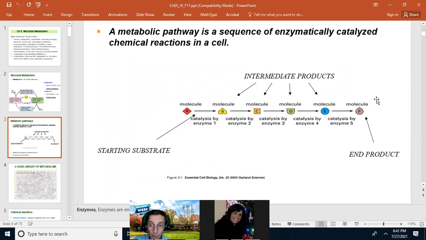The last molecule is important, and we call it the end product. The starting molecule is important, and that's either the starting substrate or the reactant. All of the intermediates are a product for this one reaction, like B is a product of this one reaction, but it's an intermediate that then becomes the reactant of this reaction.